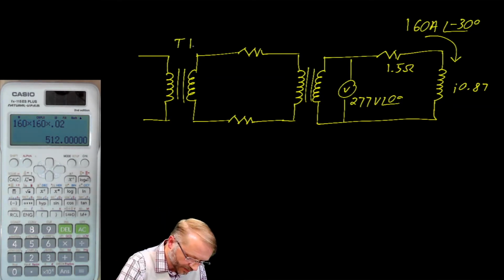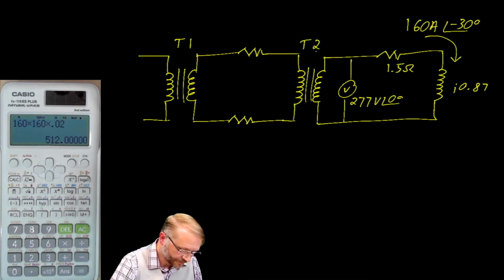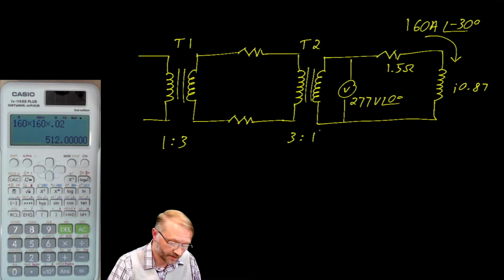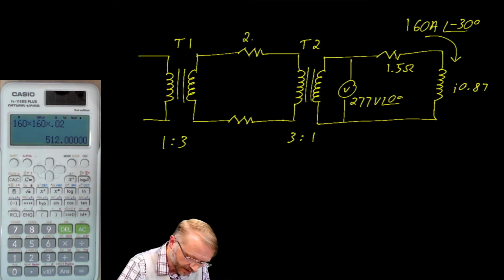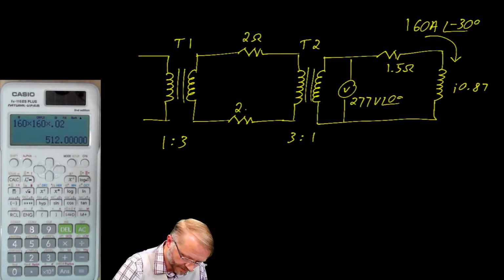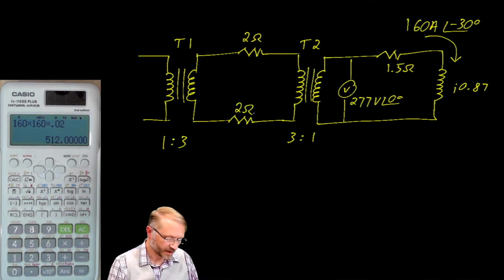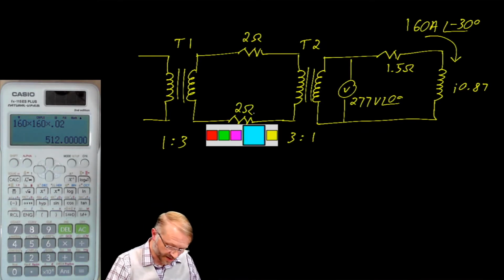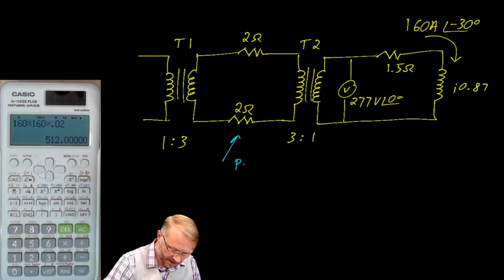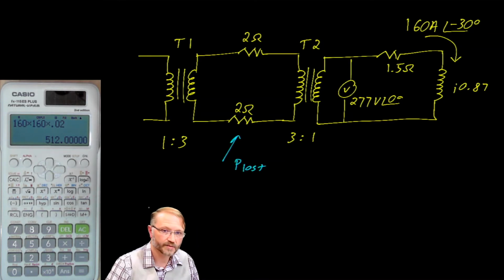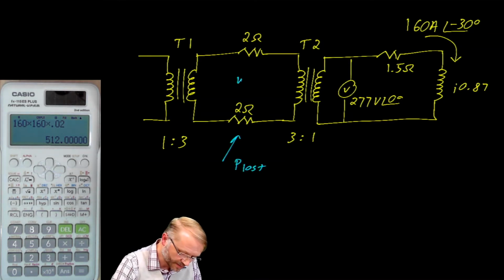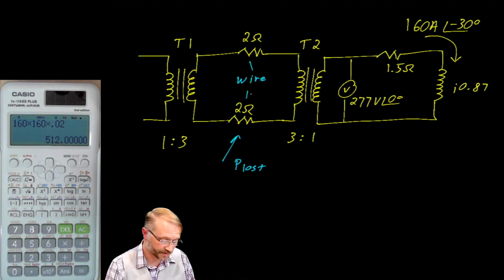This is transformer 1, transformer 2. This is a 1 to 3 step up transformer. This is a 3 to 1 step down transformer. And our line resistance is 2 ohms and 2 ohms. What we're curious about is the power lost in these resistors. And these resistors represent the wire resistance between the two transformers.